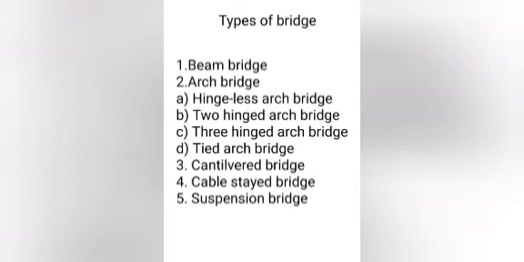Then a bridge is a structure built to span a physical obstacle without blocking the way underneath. That is a bridge. So when it comes to types of bridge, we have a beam bridge, arc bridge. The arc bridge has four types: a hingeless arc bridge, two hinged arc bridge, three hinged arc bridge, tied arc bridge. Then the third bridge, cantilevered bridge. The fourth one, cable stayed bridge. And then we have a suspension bridge.